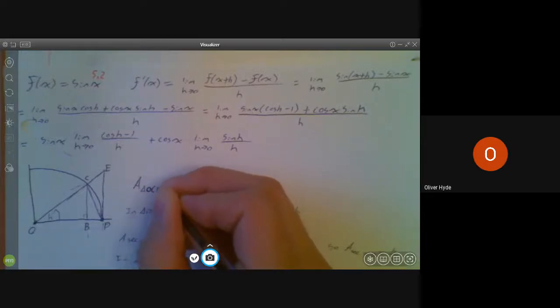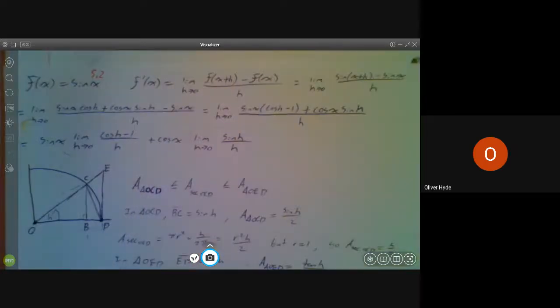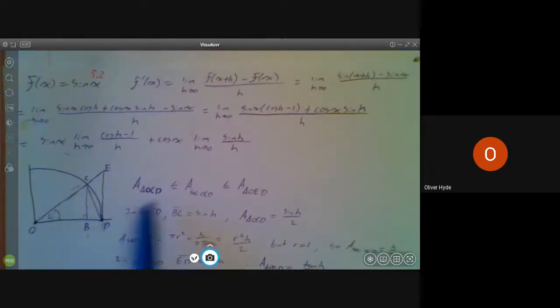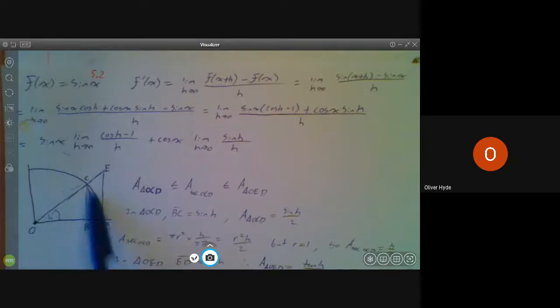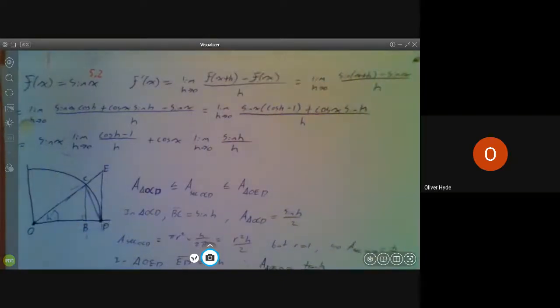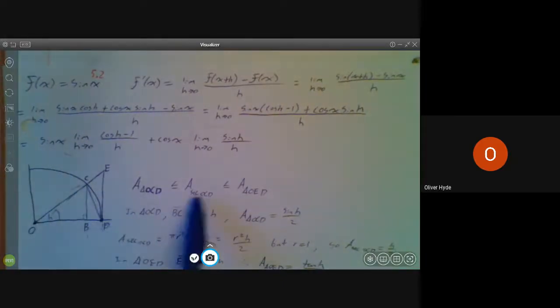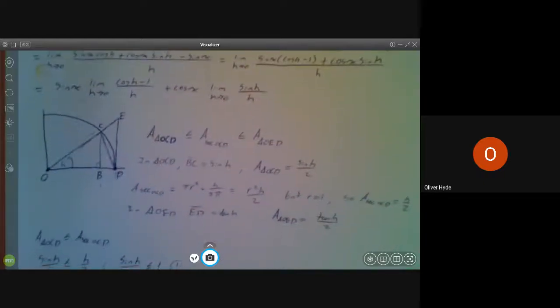That's still not good enough for me. The area of triangle OCD has to be less than the area of this sector OCD. The area of the sector is like the slice of that circle there. And that area of the sector has to be less than or equal to the area of triangle OED. Okay? Now we've just got a little bit of rearranging to do.